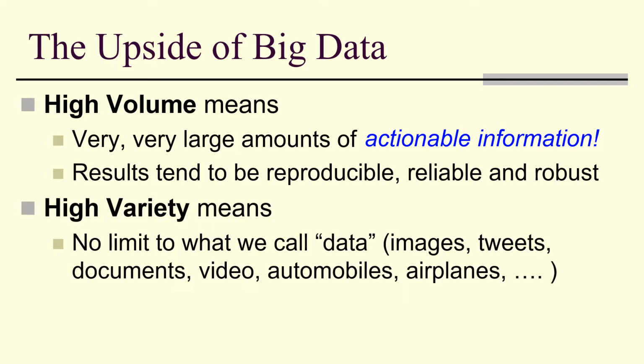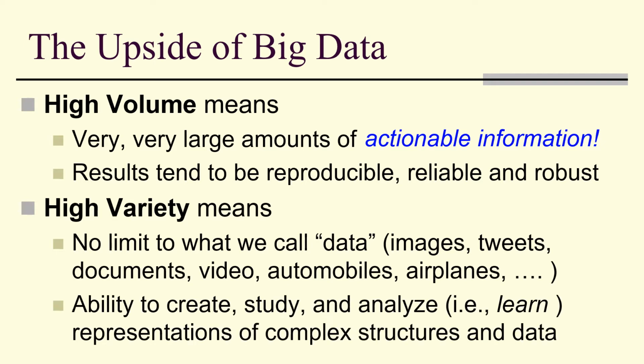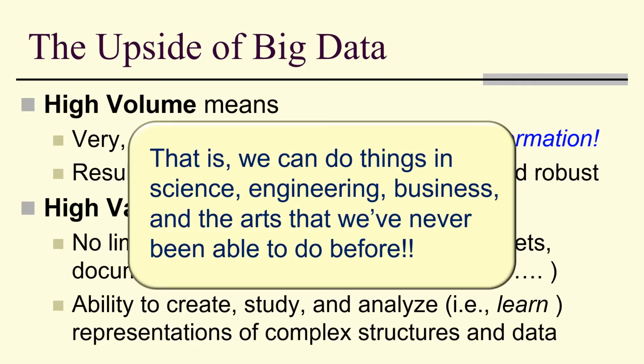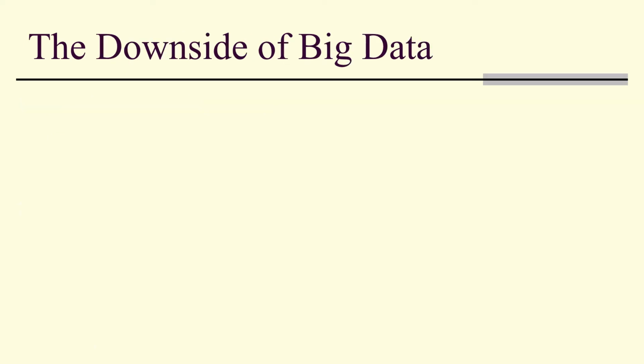High variety means no limit to what we call data. Images, tweets, documents, automobiles, airplanes. We can study and analyze very complex structures in data. In other words, we can do things that we've never been able to do before. There is a downside to big data.